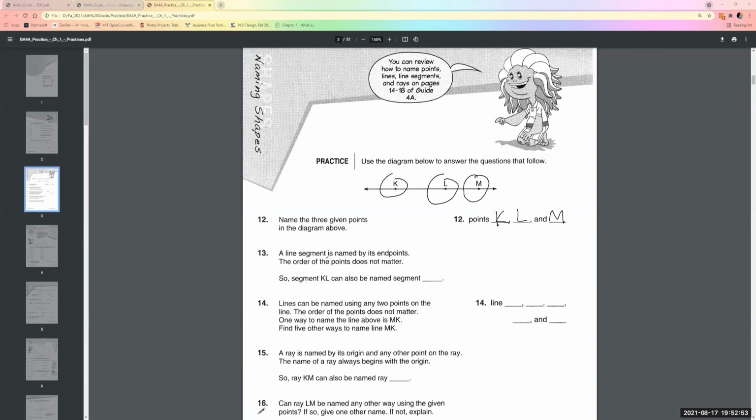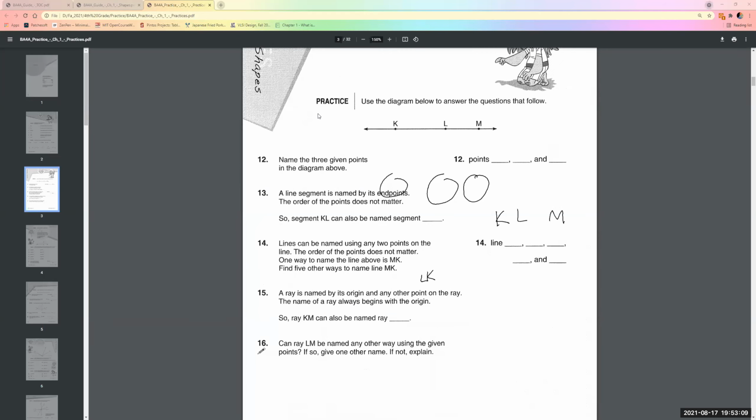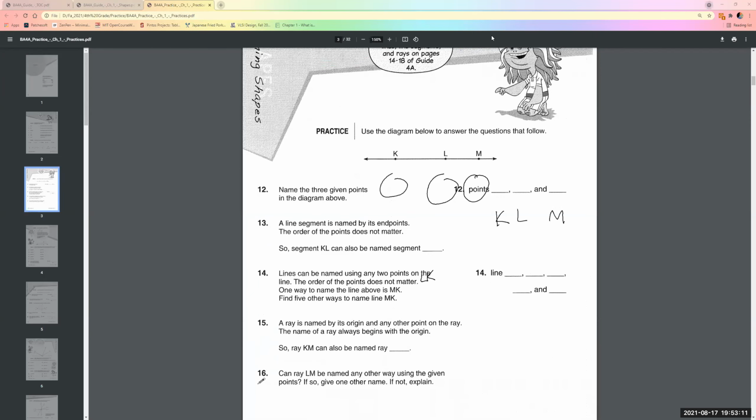So a line segment is named by its endpoints. The order of the points doesn't matter. So segment KL can also be named. Okay. Yep. Lines can be named using any two points on the line. The order of the points doesn't matter. One way to name the line above is MK. Find the other five ways to name the line MK.